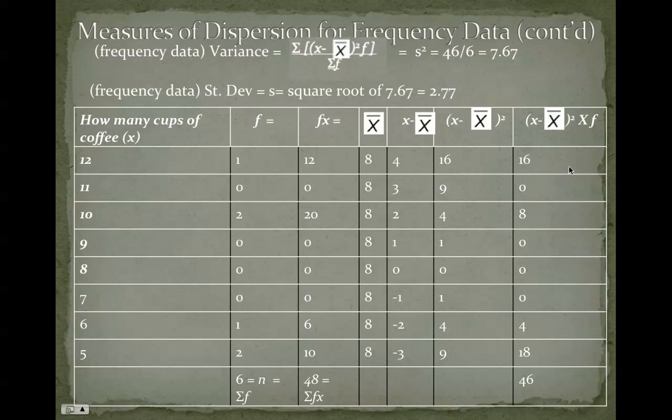And the last step here is to simply take the sum of this column and divide it by the sample size. So that's represented in this equation here, sum of the x minus x bar squared times f. So the sum of this column, which is 46, divided by the sum of f, which is the sample size, 6. So 46 divided by 6 gives us 7.67. And lastly, the standard deviation is only the square root of the variance, which is 7.67. So the square root of 7.67 is 2.77.